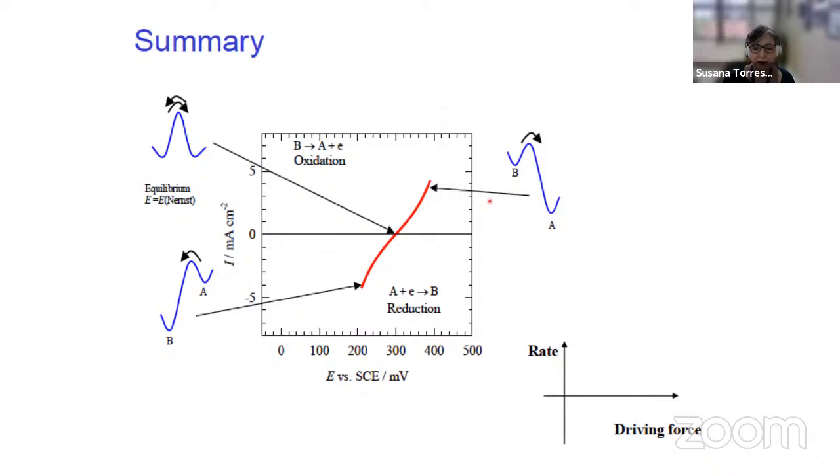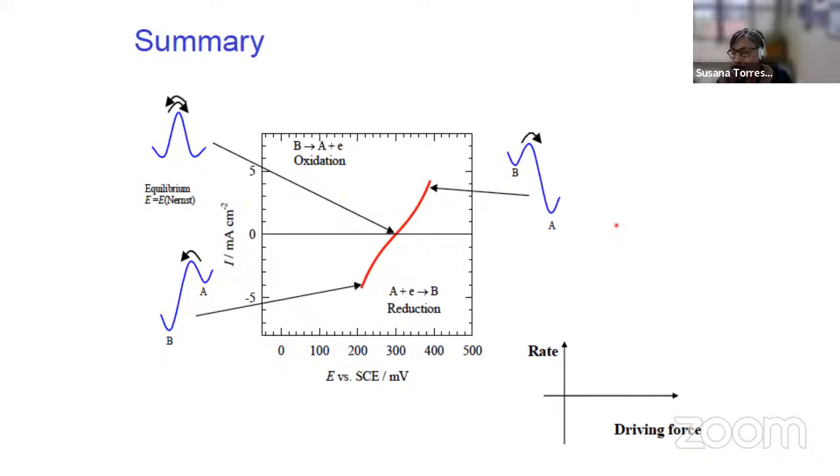So, summarizing this part, we have a representation of a polarization curve, current as a function of the potential. When we have the reduction, the forward reaction is facilitated. We have this type of energy curves, and we have a negative current. At equilibrium, we have 0 current or 0 speed. And when we have the oxidation, we have a positive current density, and we are going to have this kind of barrier.